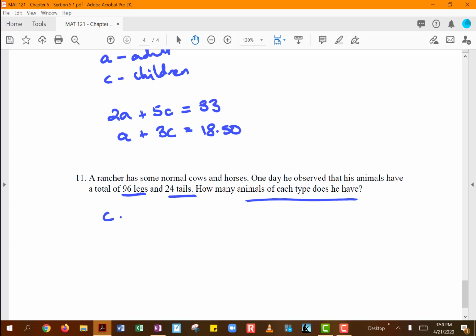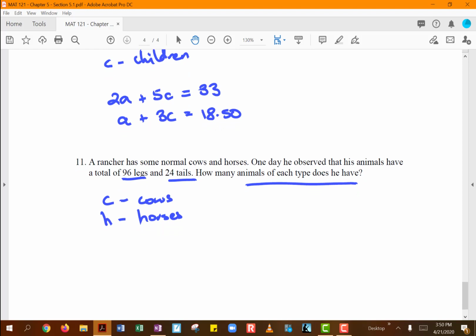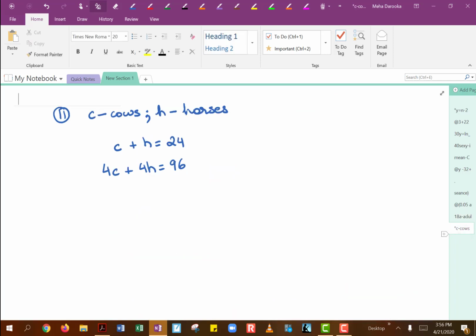So here again we can use C for our cows, H for the horses. So they're telling us that he observed that the animals had a total of 96 legs. Now of course we know that cows have 4 legs. We know horses also have 4 legs, so that will add up to a total of the 96 legs. We know cows have 1 tail, horses have 1 tail, so that would add up to a total of 24 tails. So this is actually how we would come up with our equations for this example over here. Okay, so let's take a look at this guy over here.